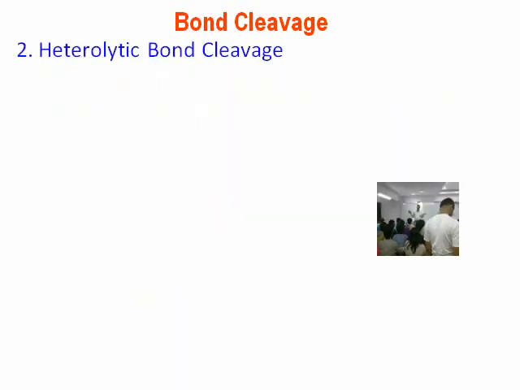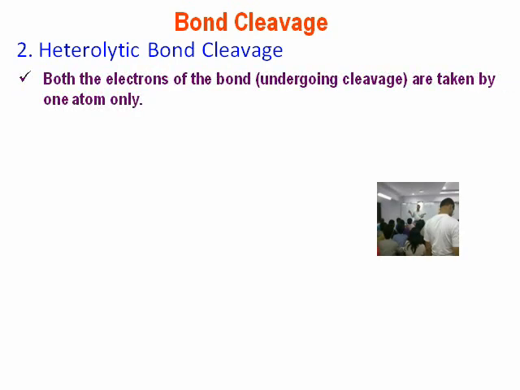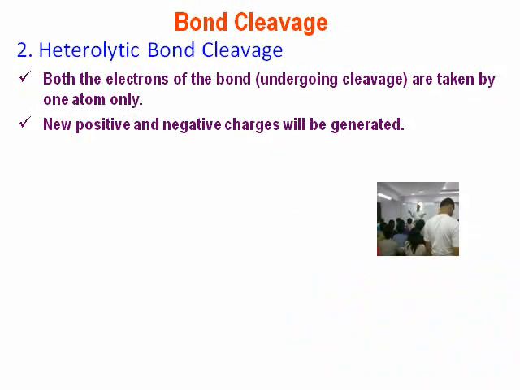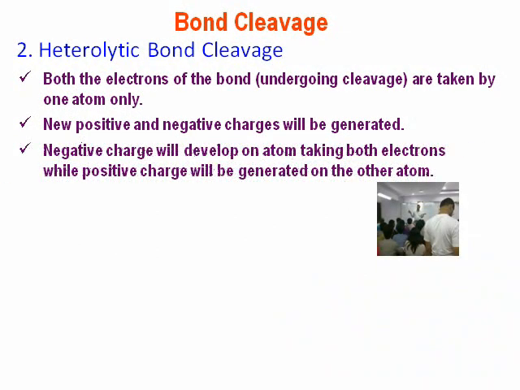Another bond cleavage is heterolytic bond cleavage. In this, both the electrons of the bond that will be broken are taken by one atom only. New positive and negative charges will be generated. Negative charge will develop on that atom which will take both the electrons, while positive charge will be generated on the other atom.